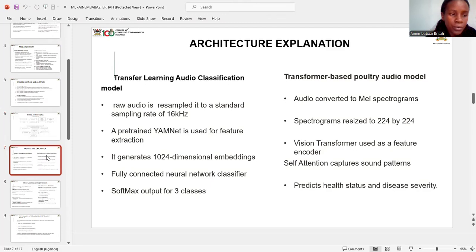unlike in traditional CNNs. Transformers use a mechanism called self-attention, which allows the model to capture relationships between different parts of the spectrogram. This helps the model learn complex sound patterns associated with respiratory disease in poultry. Finally, the output of the model predicts the health status of the chicken sounds and the severity of the respiratory conditions.